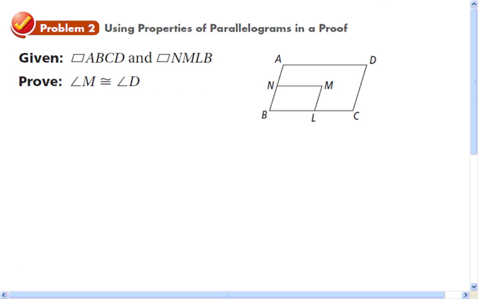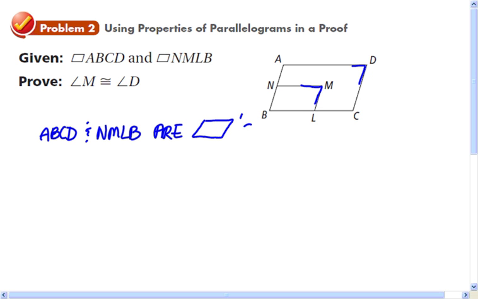All right, we're going to use properties of parallelograms in a proof here. What we want to prove is that angle M is congruent to angle E. So this one and this one are congruent. And we're going to use the given that these are parallelograms to help us do that. So let's write the given. ABCD and NMLB are parallelograms. That's given.